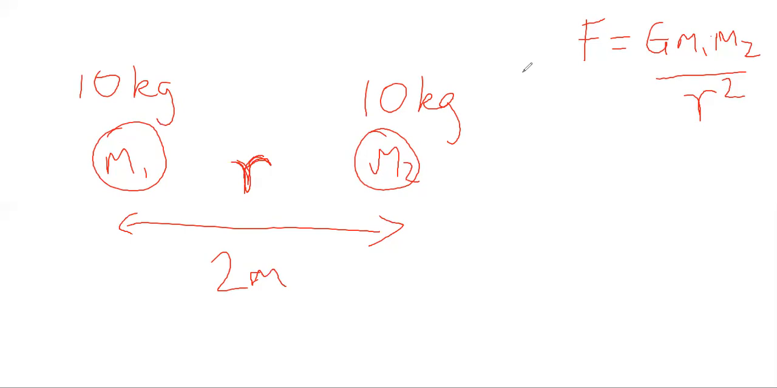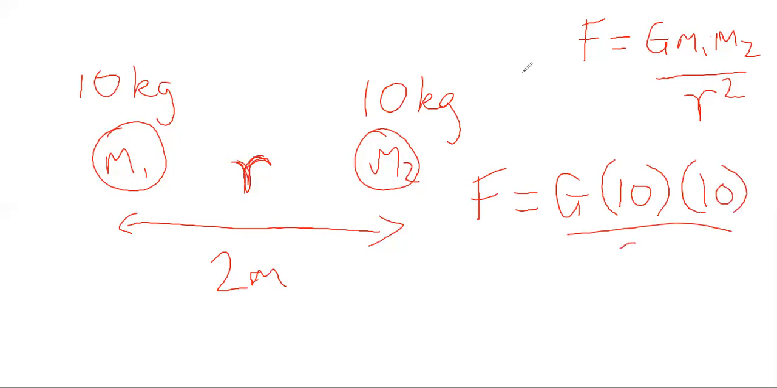The force is going to be G multiplied by the 10 kilograms, and then the other 10 kilograms, and then we take that distance, 2 meters, and we'd square it. So we'd get 100 over 4 times whatever G is. And that would actually calculate it. Now we want to concentrate on what changes we would make to these rocks, and how that would affect the force. So let's try that.